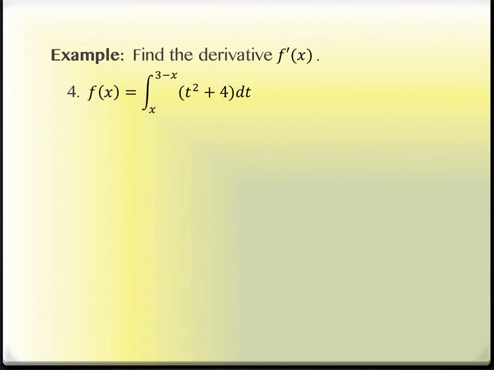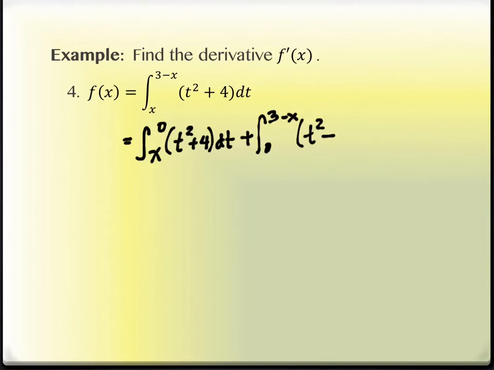And what we can do is we can actually break this apart. So we're going to break it apart in a couple of steps. I'm going to go from x to 0 of t squared plus 4 dt, and then 0 to 3 minus x of t squared plus 4 dt. Now, one piece of this looks right, and the other piece doesn't. Which piece looks right?